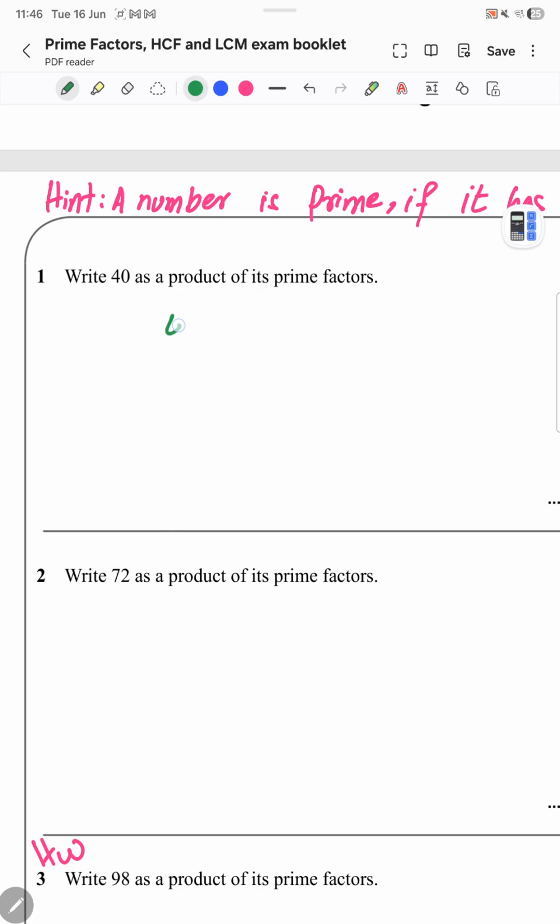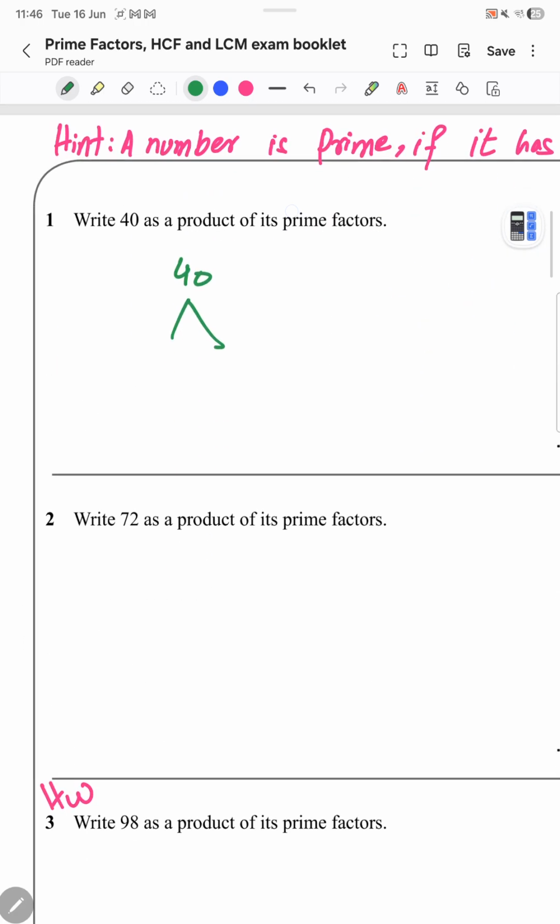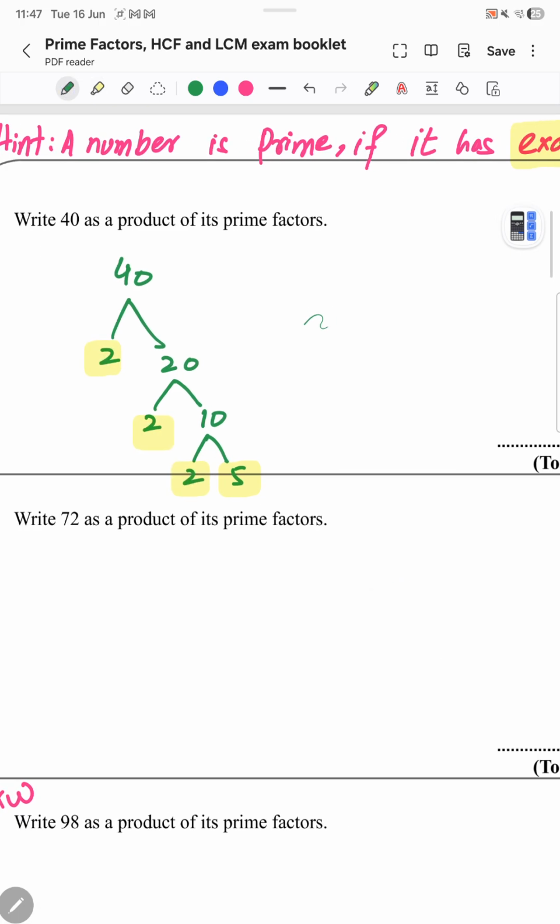If you consider 40 here, we need to find the least prime factor which can divide 40. 40 is an even number, so you can divide by 2. When you divide 40 by 2, you get 20. And 20 is again an even number, so we can divide by 2 again, and we get 10, and 10 divided by 2 is 5. Now you can see we get all prime numbers here: 5, 2, 2 and 2. If you multiply them, it will be the product of the prime factors of 40.